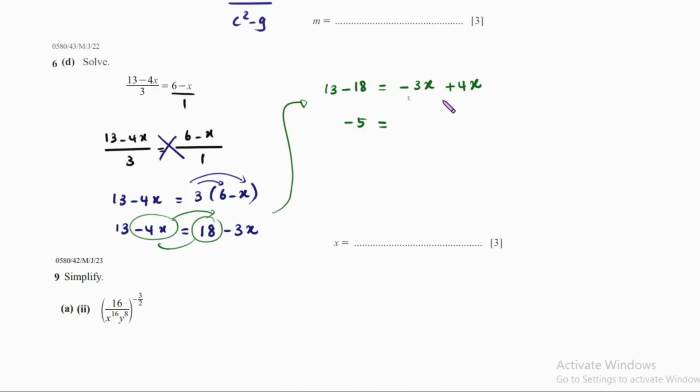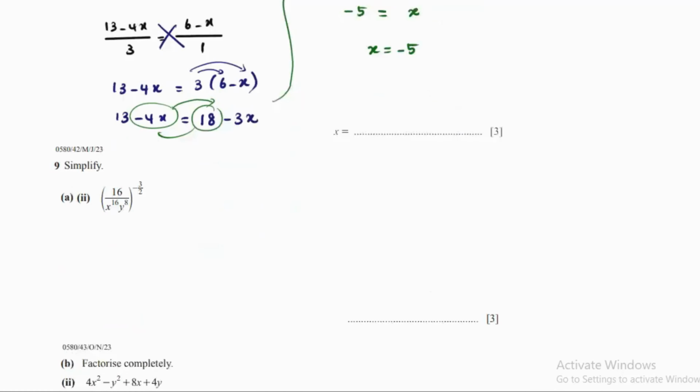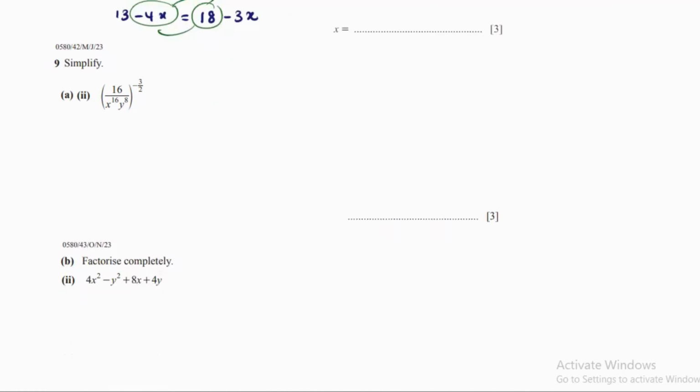This is the value of minus 3x plus 4x, which is equal to an x. So now I know that the value of x is minus 5. So to solve an equation means to find the value of the variable, and we have figured that out now. Let's move on to the next question that we have.